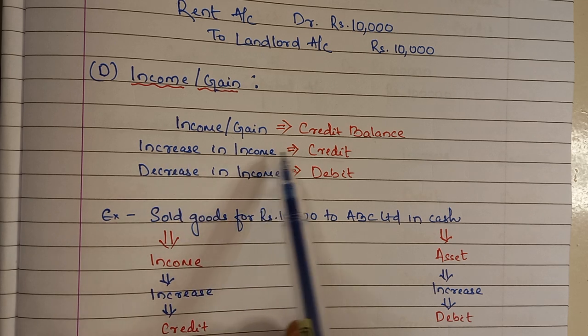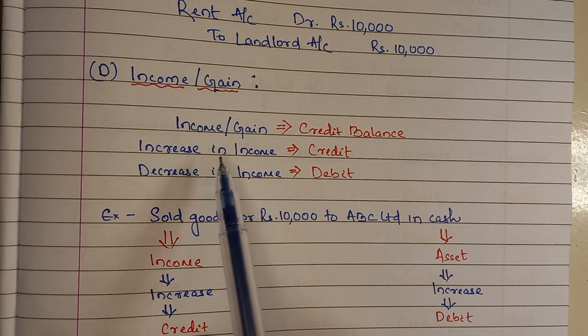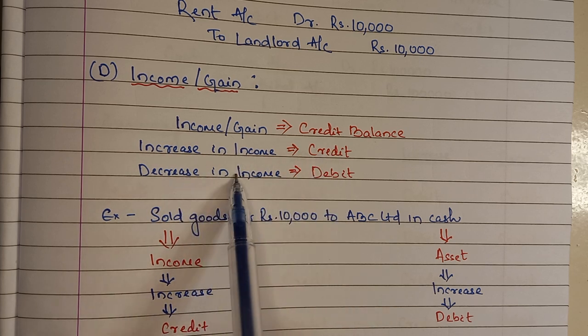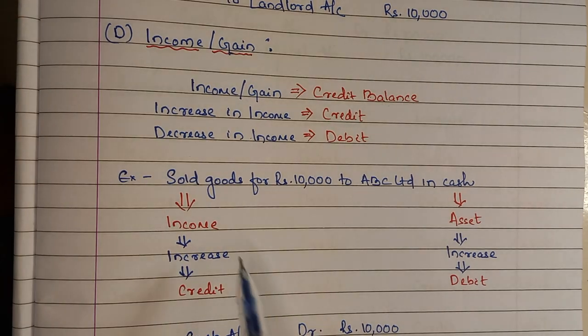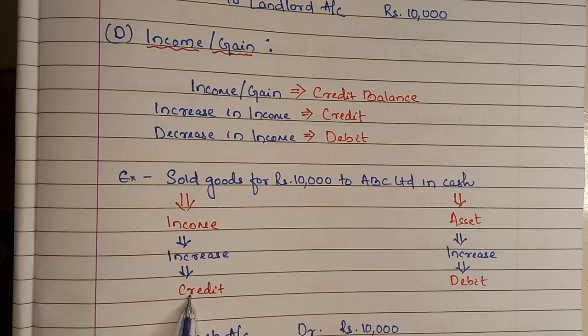Any increase in income is credit. Any decrease in income is debit. Okay, I repeat again. Any increase in income is credit. Any decrease in income is debit. Sold goods for rupees 10,000 to ABC Limited in cash. So when you sold, that is an income. Income is increasing, right? So it is credit.